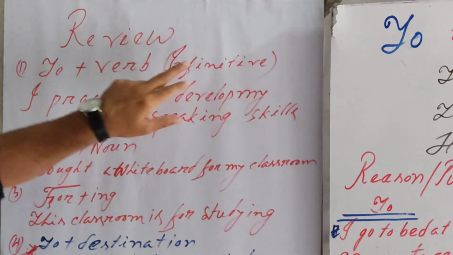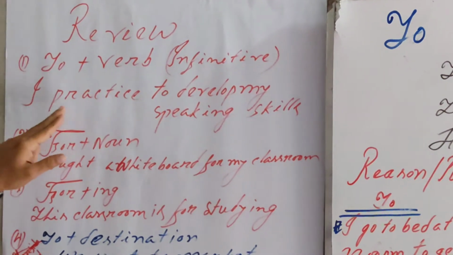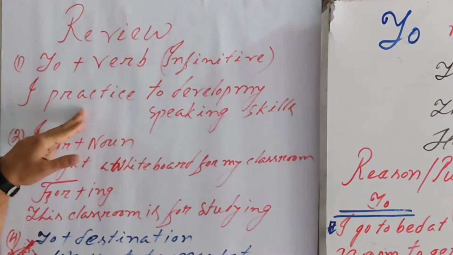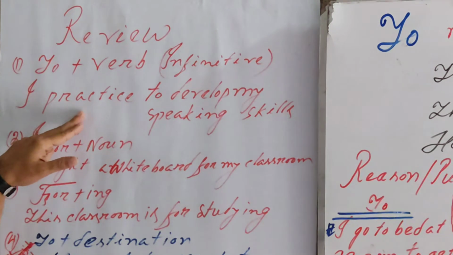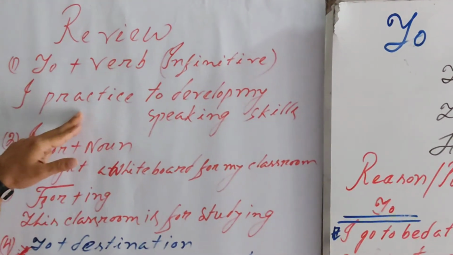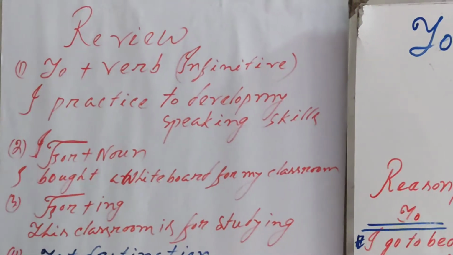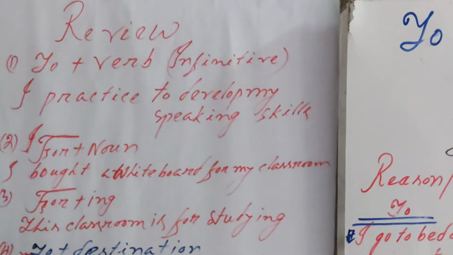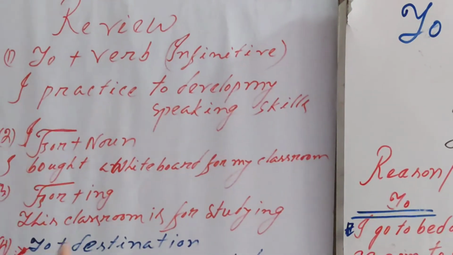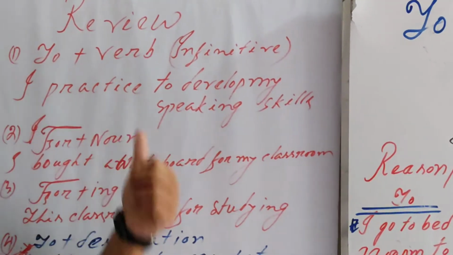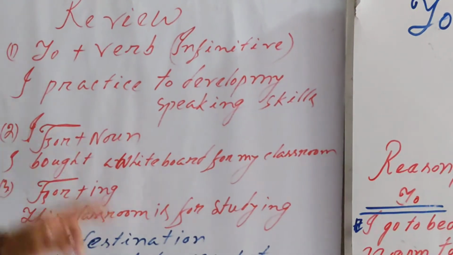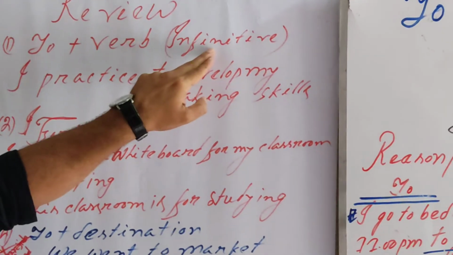To plus verb infinitive. There is the example. Why do you practice English? Why do you learn English from me, from my channel or from my Facebook page? Of course you have the intention. I practice English to develop my speaking skill. That is called to plus verb. I mean that is infinitive.